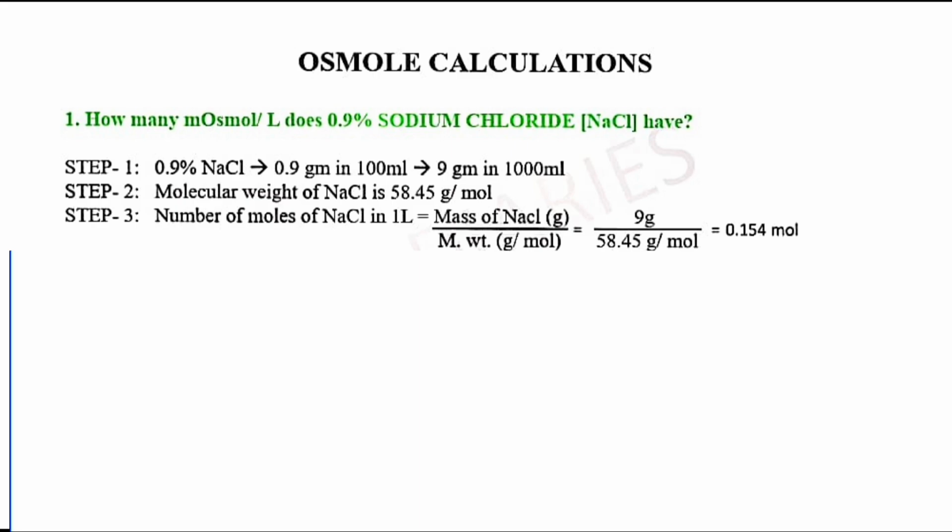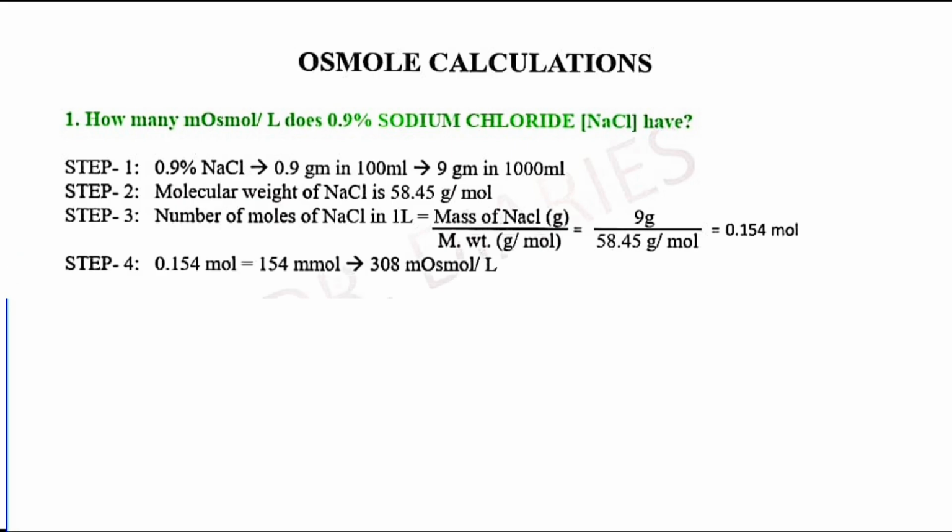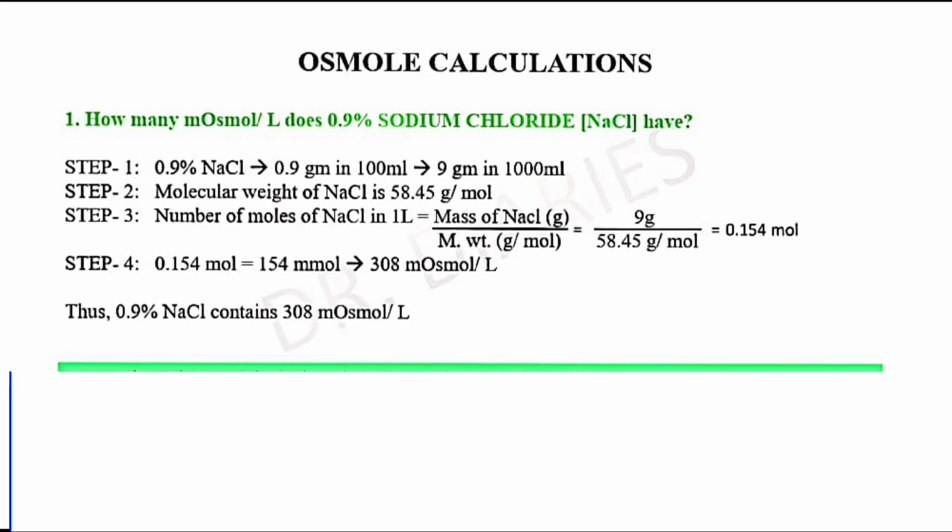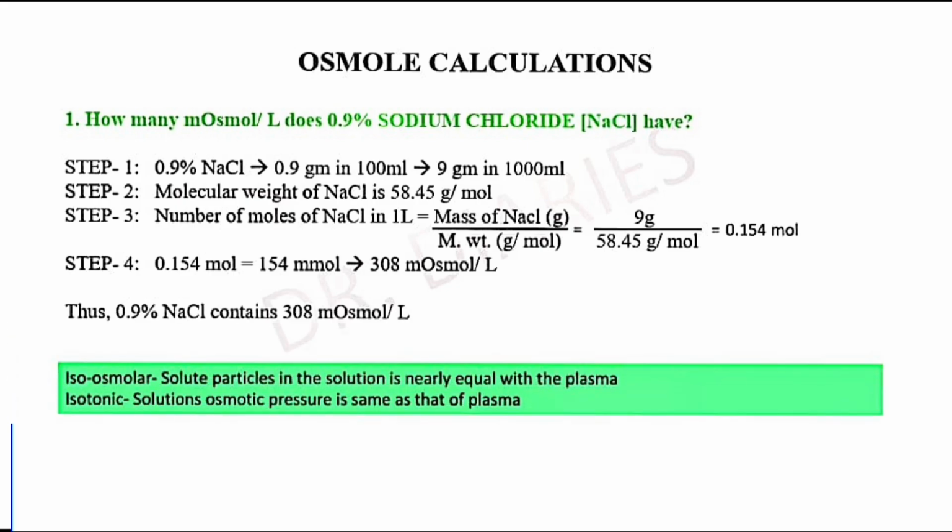The number of moles of sodium chloride in 1 liter is the mass of sodium chloride divided by the molecular weight of sodium chloride, which is 9 grams divided by 58.45 gram per mole, which is 0.154 mole. 1 mole is 1,000 millimole, then 0.154 mole is 154 millimole, giving 308 milliosmoles per liter. Thus, 0.9% sodium chloride contains 308 milliosmoles per liter.